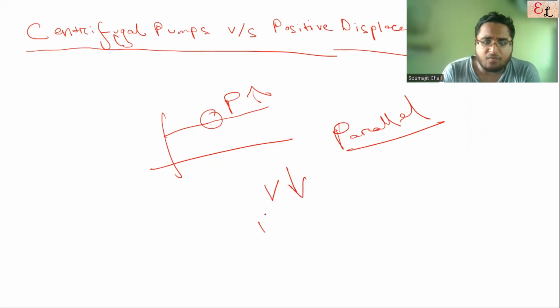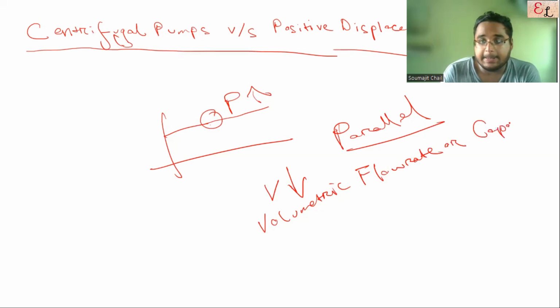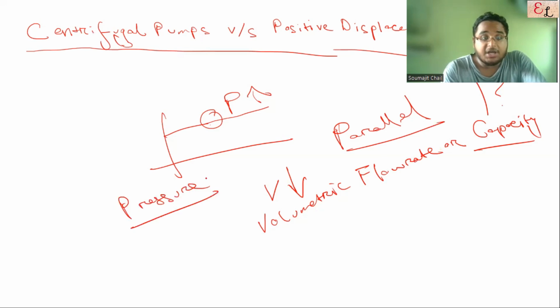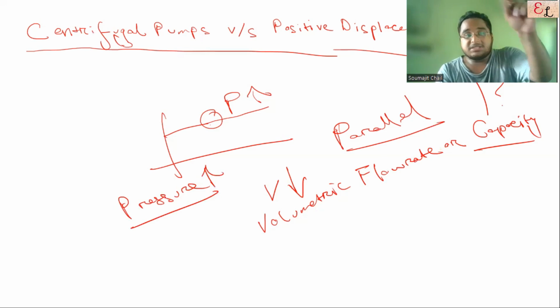Volumetric flow rate, or capacity, my friends, is highly questionable in a positive displacement pump. You cannot operate at higher capacity. You can operate at low capacity and give an extremely high discharge pressure. So we understand, when you need a high pressure, you will go for a positive displacement pump. When you need a high capacity, you will go for a centrifugal pump.